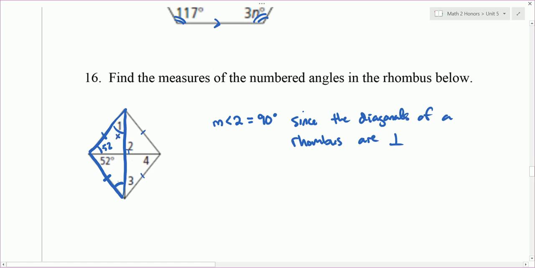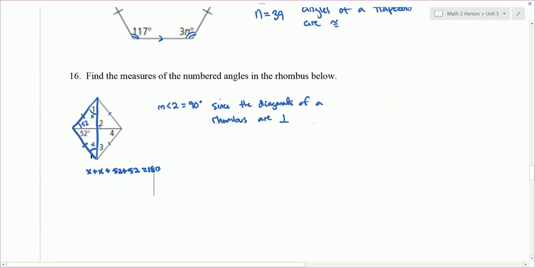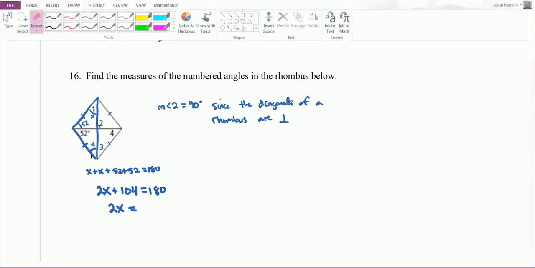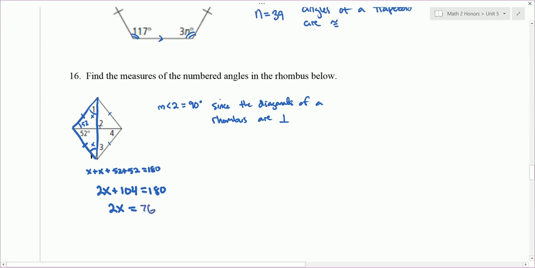So if we call this x and x, we have x plus 52 plus 52 is 180, because the sum of all the angles in a triangle add up to 180. So that's 2x plus 104 is 180, or 2x equals, subtract 104 from 180 and you get 76, and divide 76 by 2 and get 38. And so that's the measure of angle 1.